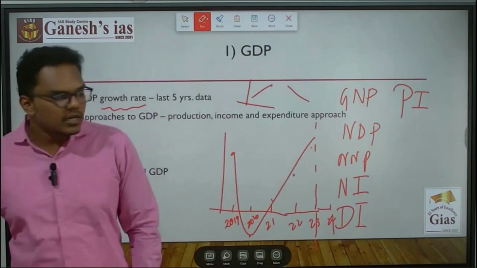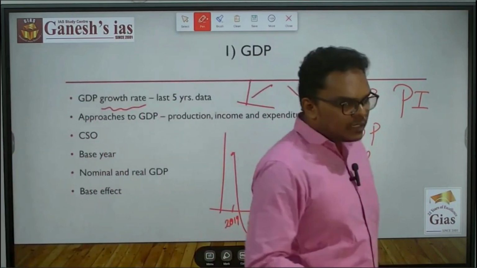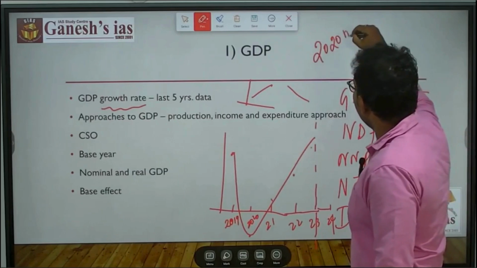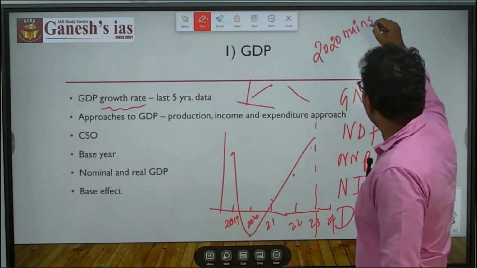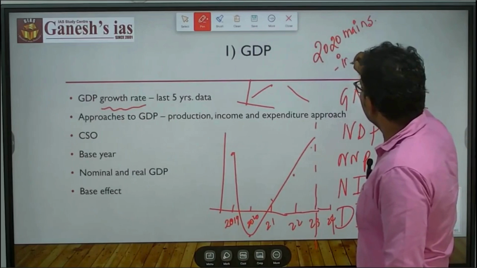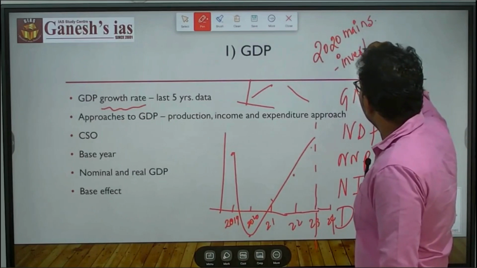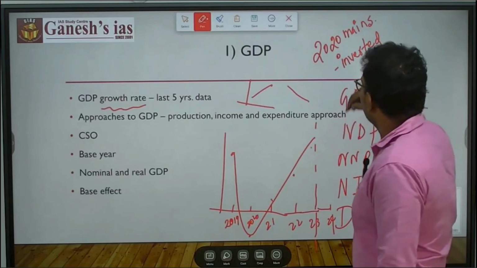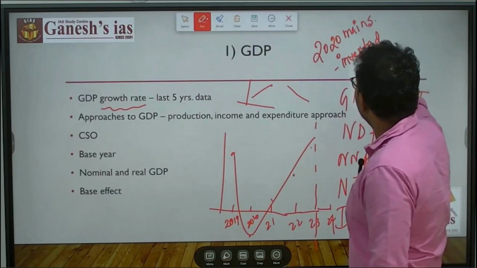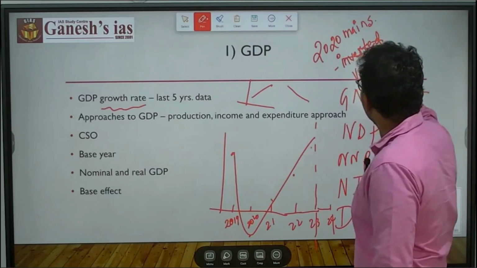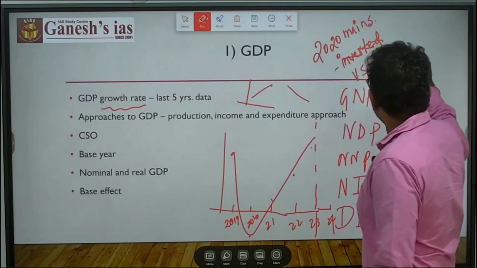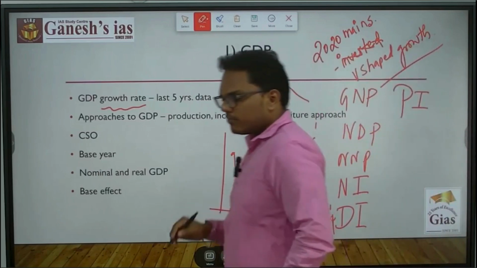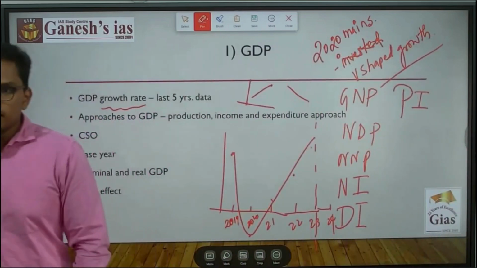I think this was asked in 2020 mains. In 2020 mains, there was a question in GS3 talking about what is V-shaped growth, not inverted. What is V-shaped growth? And this question they had picked directly from the economic survey.